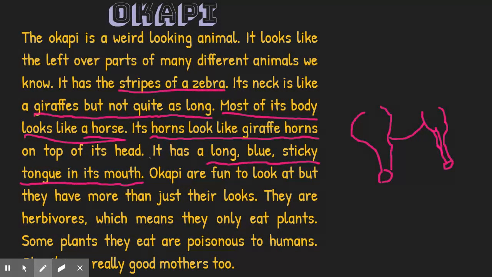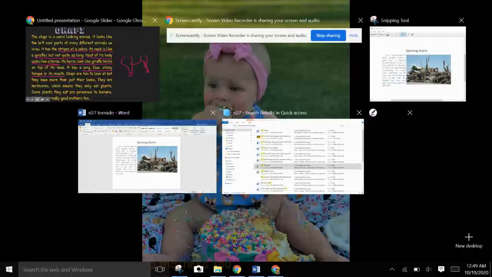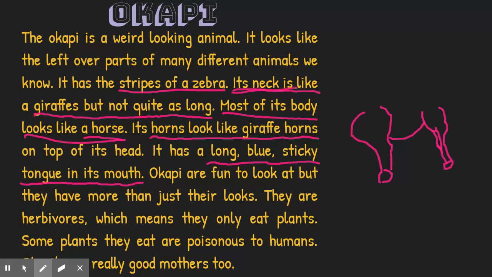It says that its neck is like a giraffe's. Oh, that's not what I wanted to do. Its neck is like a giraffe's, but not quite as long. So, okay, here's where its neck's going to be. So, you need to make a long neck, but not too long, because it says it's not as long as a giraffe's, okay? Its horns look like a giraffe's horns on top of its head. So, it sounds like it's got a lot of giraffe body parts. So, I'm going to make its head maybe look a little bit like a giraffe's. And it's probably got ears and give it little horns, okay?